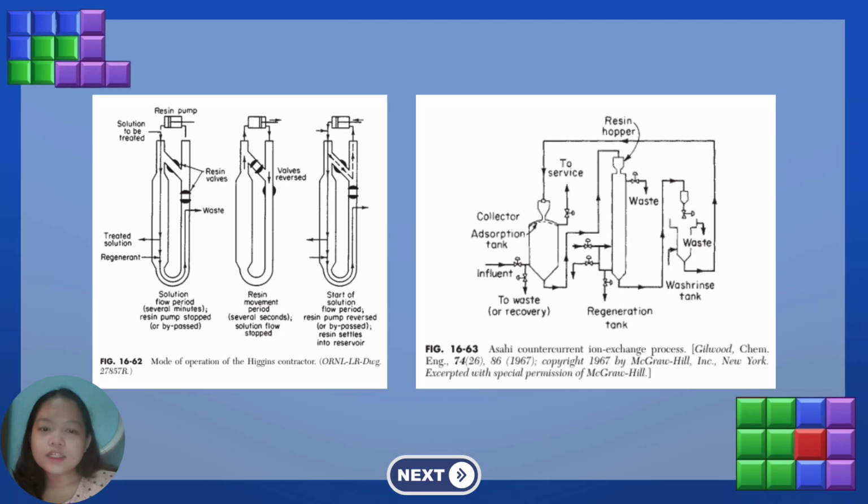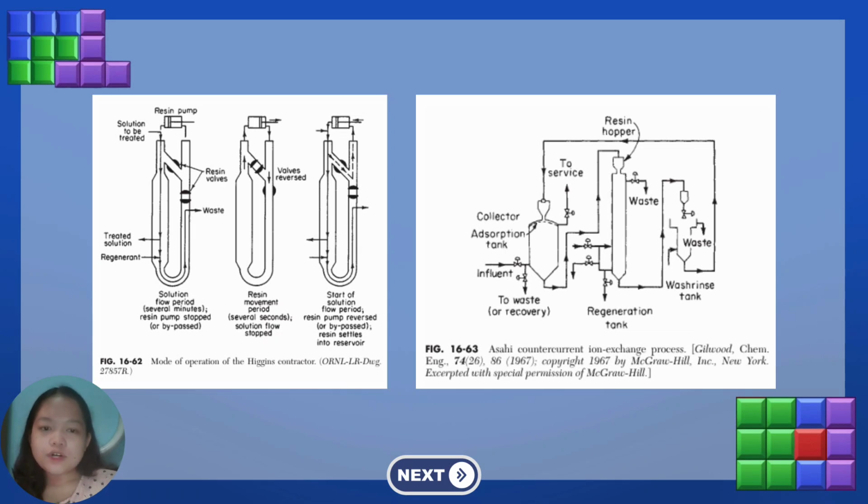Unahin natin ang Higgins contactor sa figure 16-62. This design uses a cyclic process. Step 1, solution flow period. Solution, may tubig na may contaminants, flows downward. Then, the resin stays in place and removes the ions. Treated solution comes out sa bottom, and then kapag tapos na, resin pump is stopped.